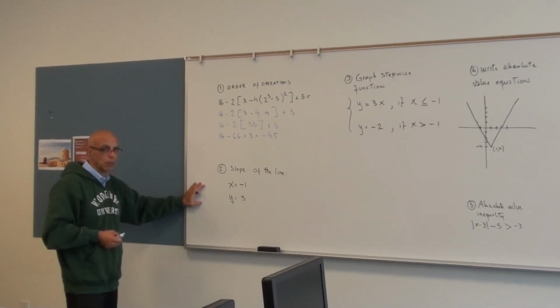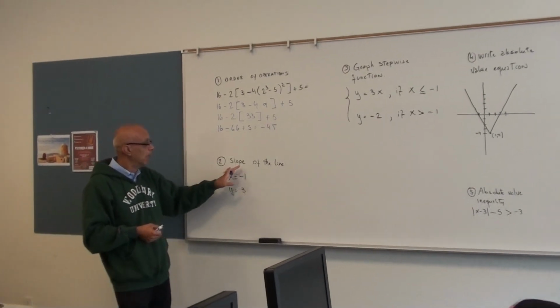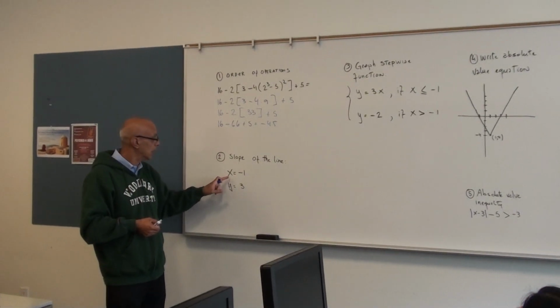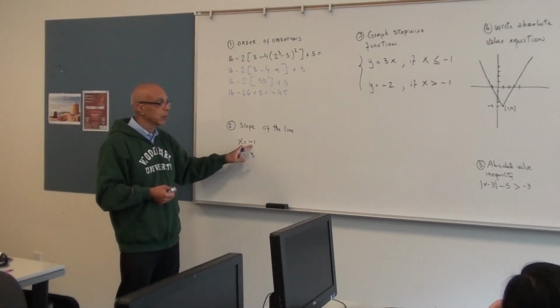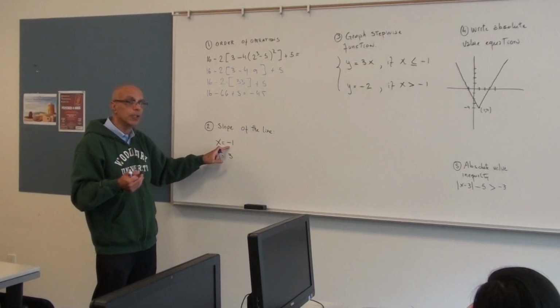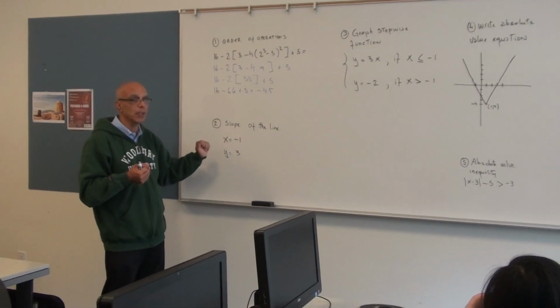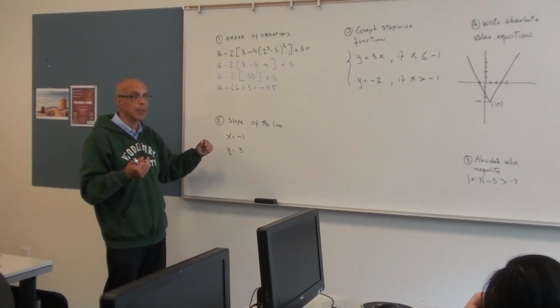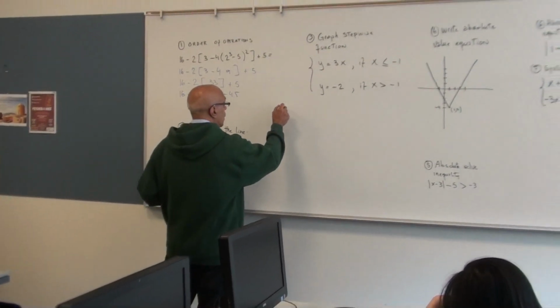Let's go to the next question that many students missed, finding the slope of a line. Here, x equals negative 1. That means x is always negative 1. It does not depend on y. There is no y here in this equation. So it's independent. For any value of y, x is always going to be negative 1.